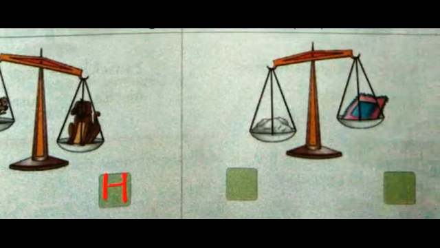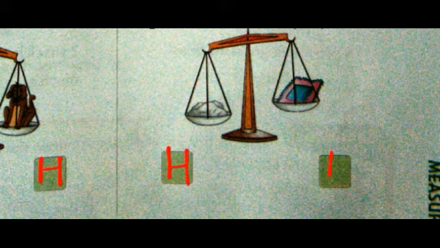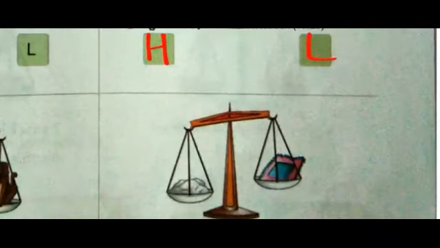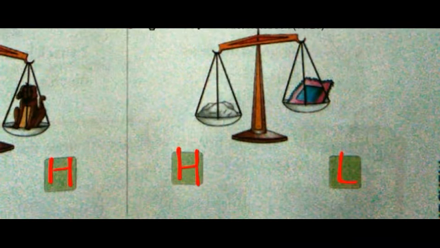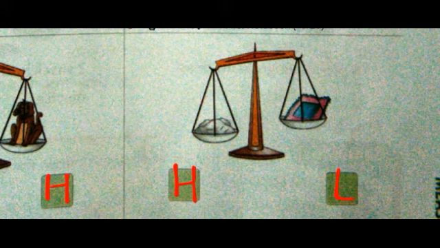See the last one now. Again, if we compare both, this one is heavier and this one is lighter, because the heavier one always goes down and the lighter one remains up. Okay, so this is the way we can find out heavier and lighter objects.